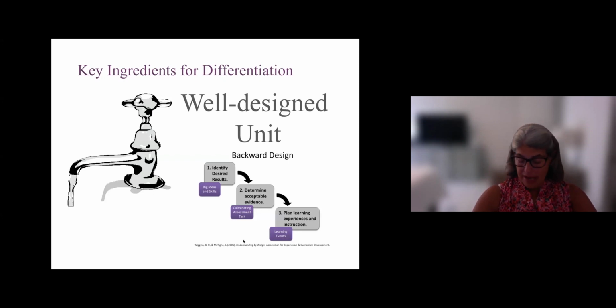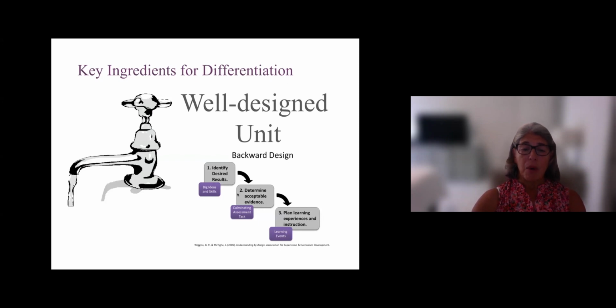Another key ingredient, an important part of differentiated instruction, is to have a well-designed, well-planned unit. Before I go to differentiate something, it needs to be well-planned in the first place. If I take a junky lesson that's not well-planned and I go to differentiate, it's still going to be a junky lesson. So you really need to plan well before you even think about the differentiated components.